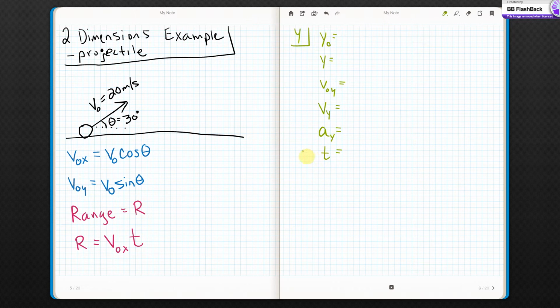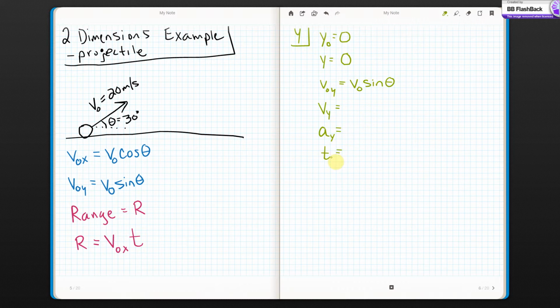Well, it's in the air for the amount of time it takes to go from starting on the ground to coming back to the ground. The initial velocity in the y direction is what we had over here in the blue: v naught sine theta. Vy is the velocity after time t, and I'm saying that time t is when this thing hits the ground again. I don't know what that is. I'm going to leave it alone.